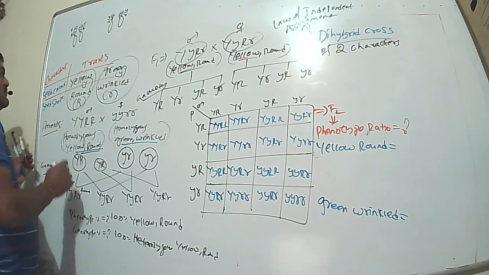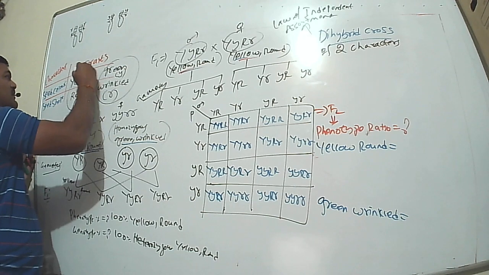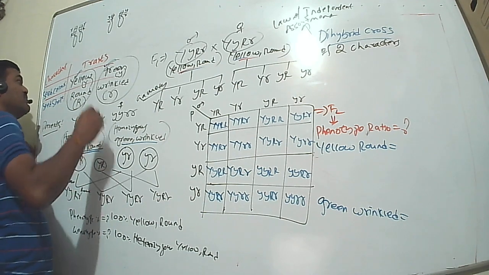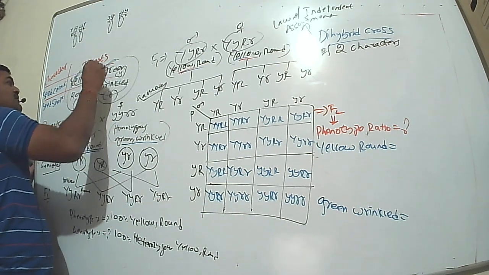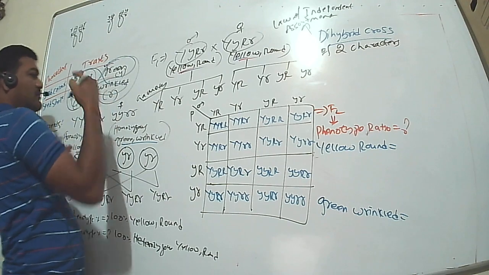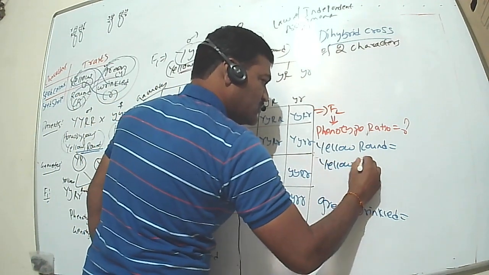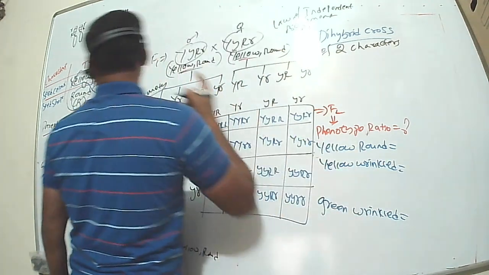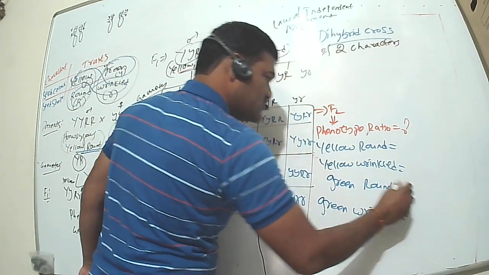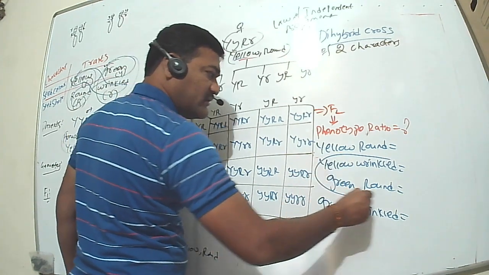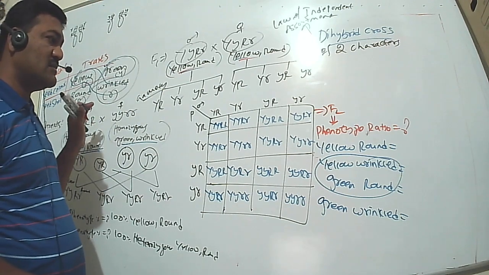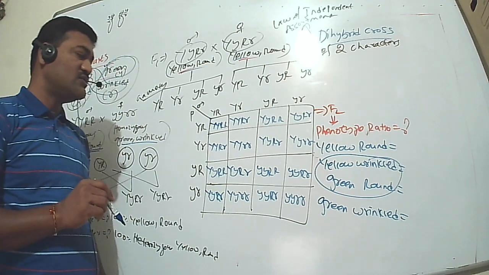Okay. Yellow round and green wrinkle. These two characters you will find. But in the F2 generation, you will also find some new characters, which are the yellow wrinkled character and also the green round character. What are those? Yellow wrinkled and also green round. Green round characters also you will find. But remember, these yellow wrinkled and green round were not found in their parents or grandparents or in the ancestors. These are the new characters which are now appearing in the F2 generation.